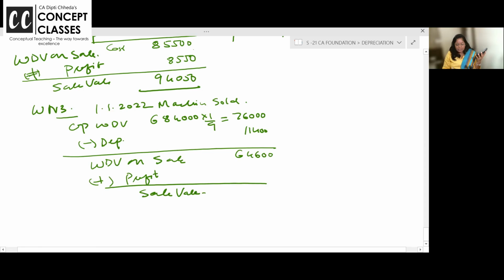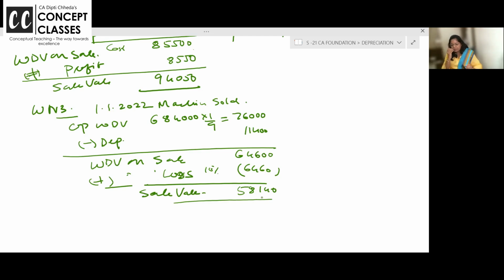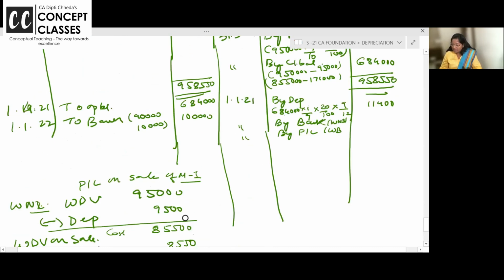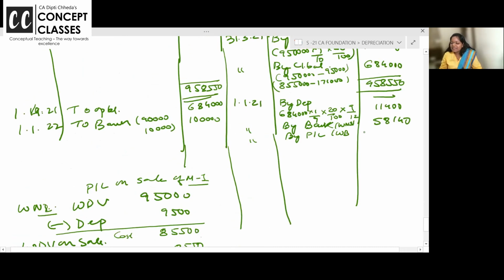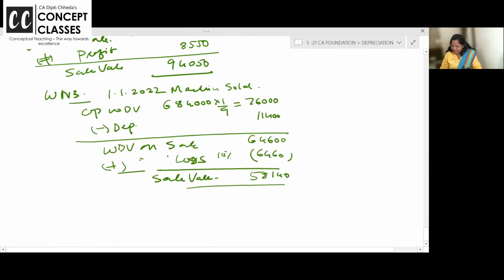This time it is sold at a loss, loss of 10%. 6460 is the loss. 58,140. बोलो क्लियर है सबको? 76,000 depreciated, WDV आ गया, loss आया, and then 58,140. Nice, clear to all of you? Write down sale value is 58,140 and it is sold at a loss of, loss भी हमने calculate किया, 6460.